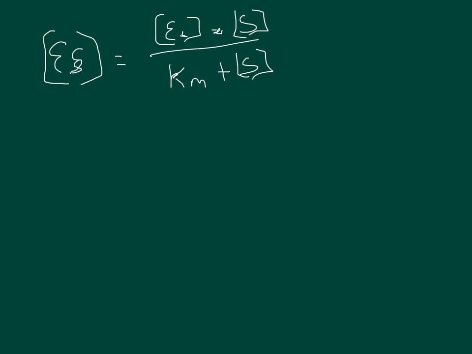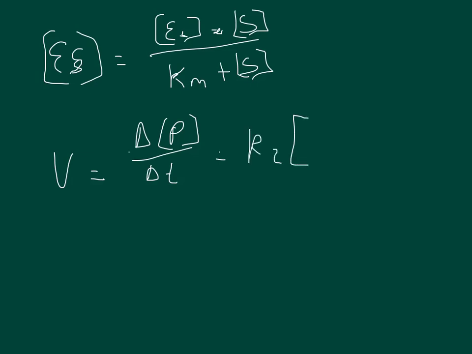Now here's the most important part of all of this math. We want to find the velocity that we make products. That's really what we're interested in. How fast are we going to make products when we add an enzyme? And so the velocity of product formation is equal to the change of product over the change of time, which is equal to negative change of enzyme substrate complex over the change of time, which is equal to K2 times the enzyme substrate complex.